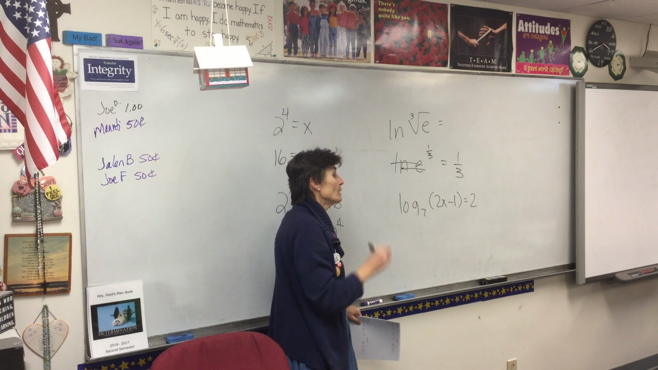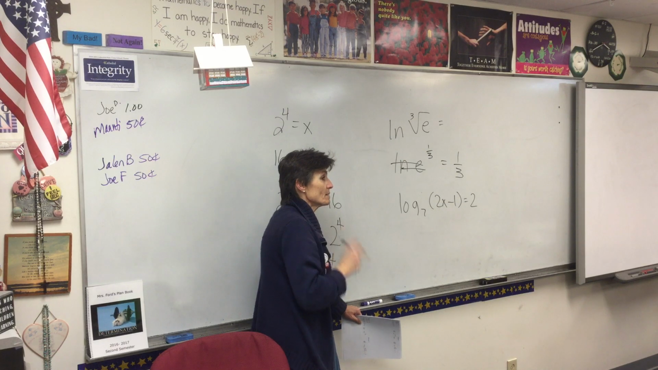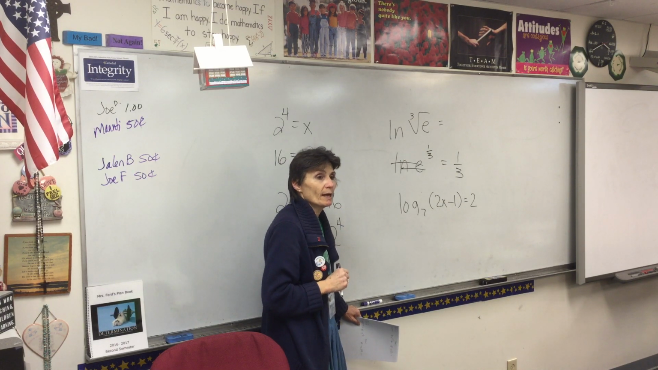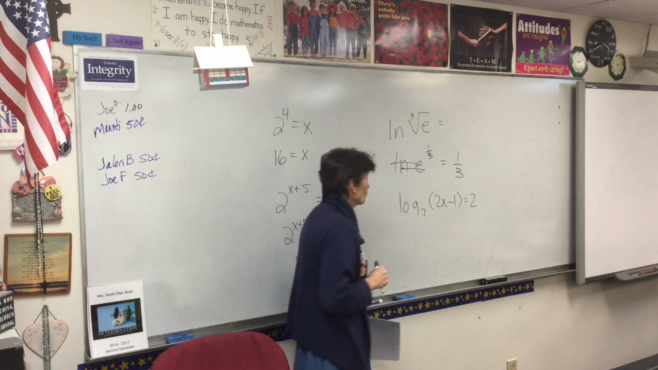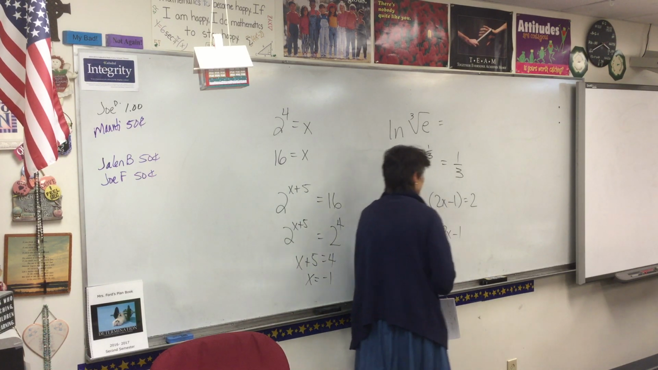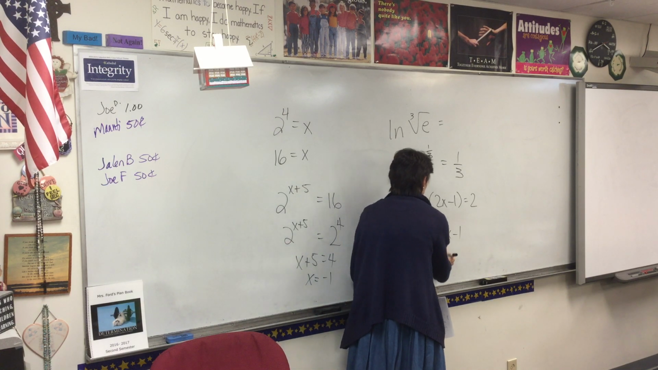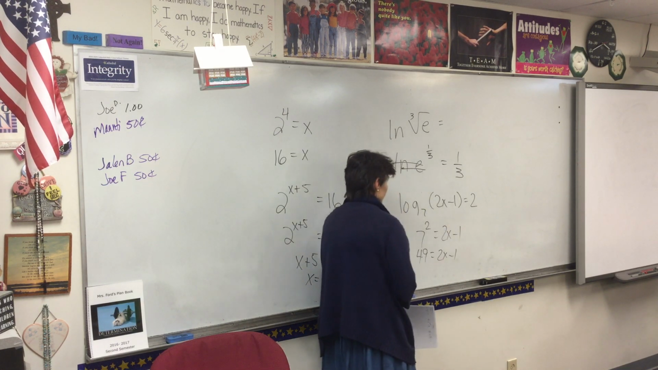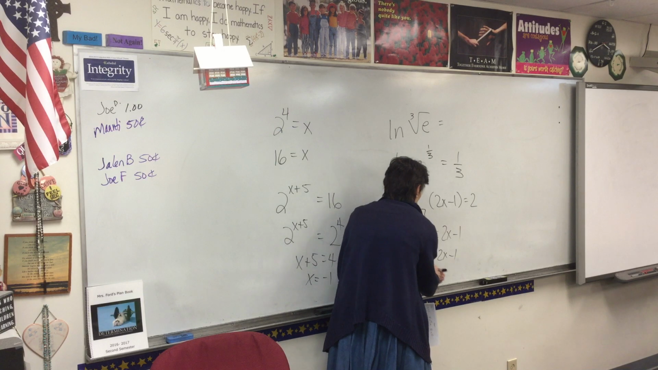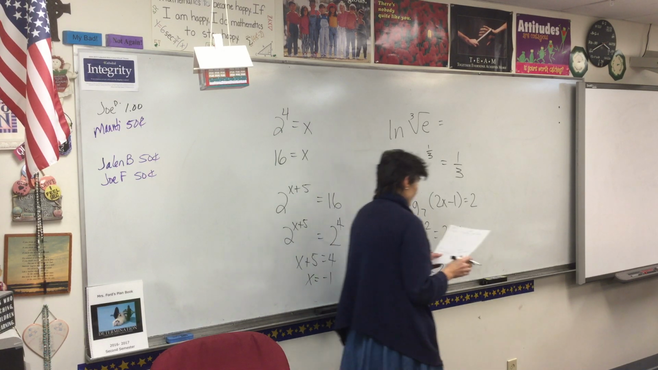Kids, if there's one logarithm in the problem, you're going to loop-de-loop it, okay? If it's an equation with one log, so 7 to the 2nd equals 2x minus 1. 49 equals 2x minus 1. 50 equals 2x, so x must be 25.